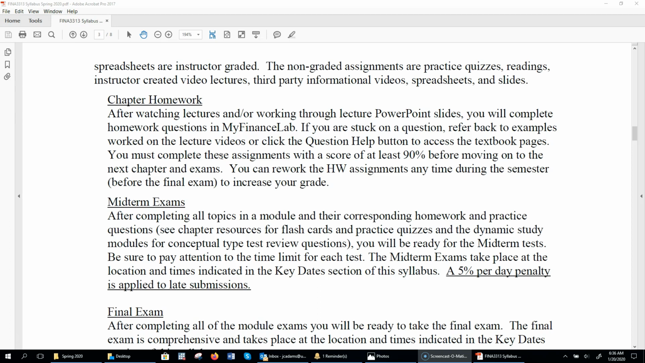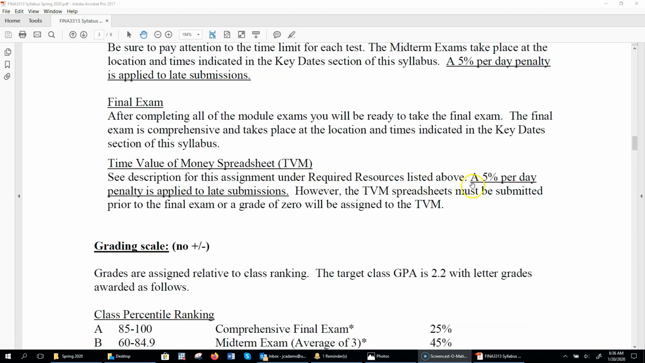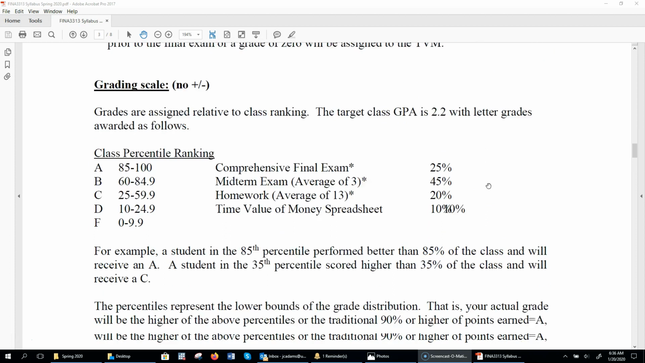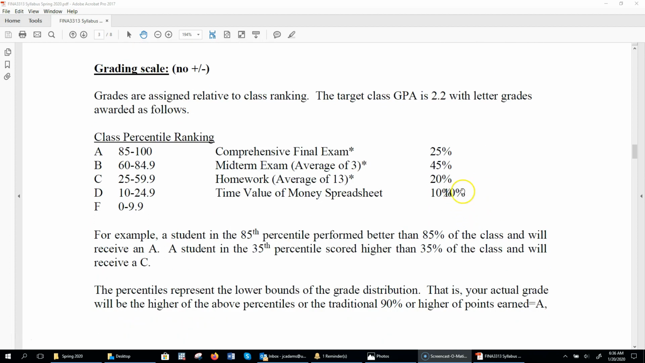You can also go back anytime during the semester and rework those homework assignments to increase your grade. So there's really no reason that you don't have a 100% average on your homework grade. The time value of money tutorial has the same thing. There's a 5% per day penalty applied as well. The grading scale, I don't know why this PDF messed up here on the time value of money spreadsheet.